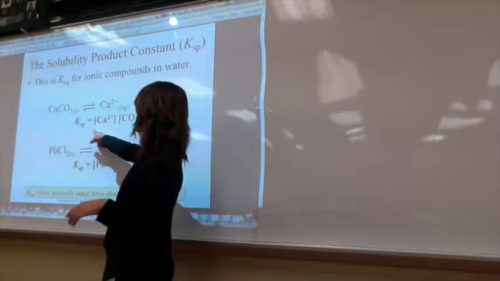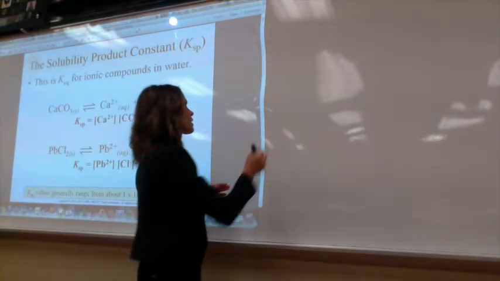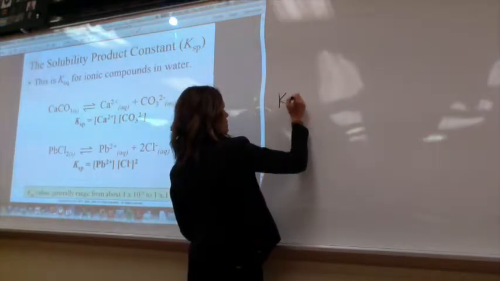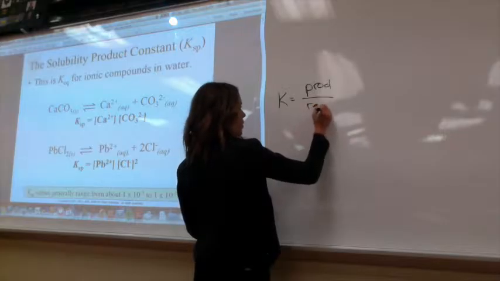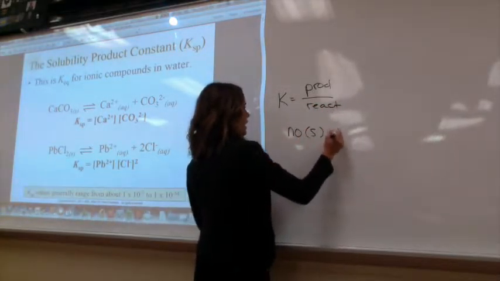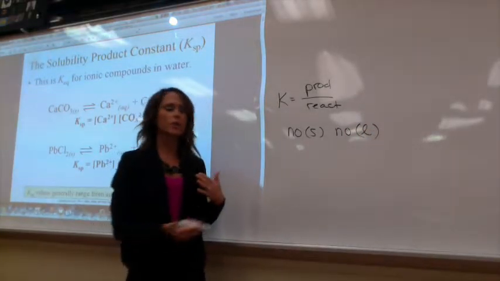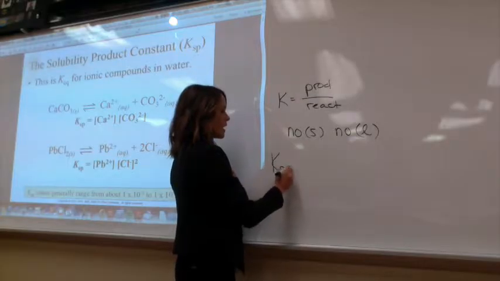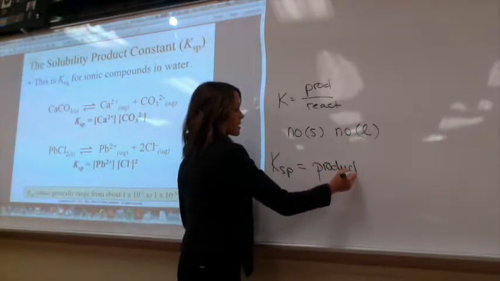The Ksp expression here is the concentration of the ions divided by the reactant. But why can't I include the reactant concentration? Because it's a solid. So you always do products over reactants, but you can't have any solids or liquids. So by default, our Ksp expression is always just going to be equal to the concentration of the products, which will always be your aqueous ions.